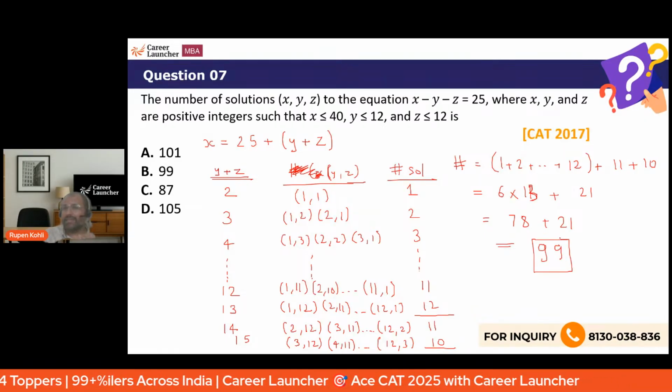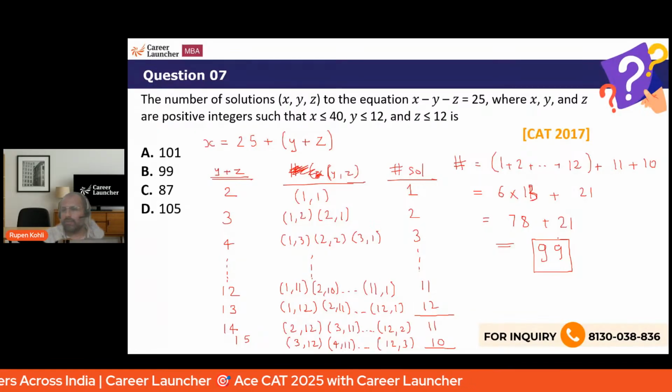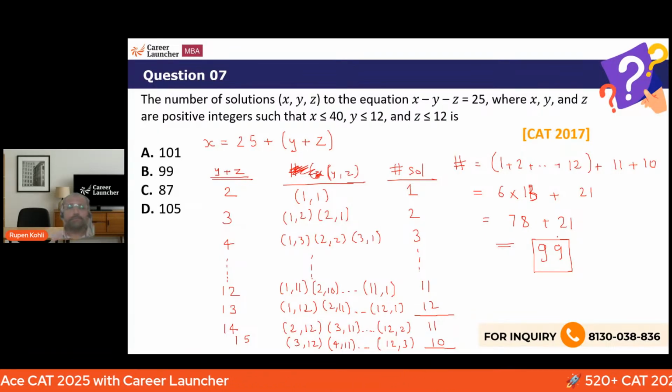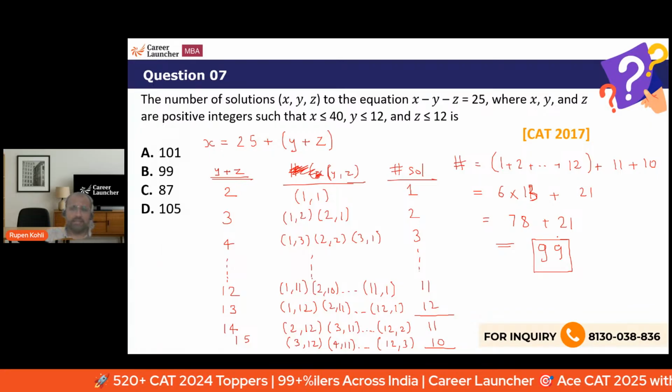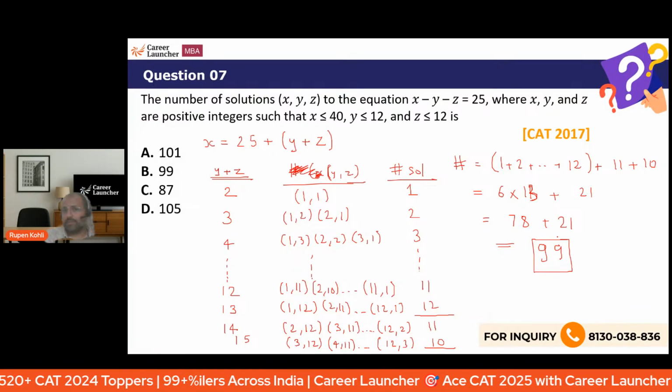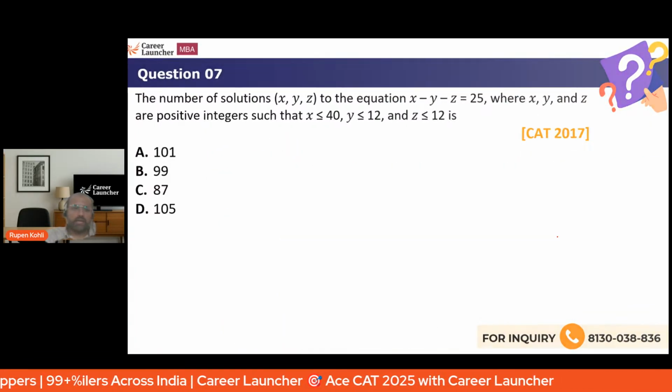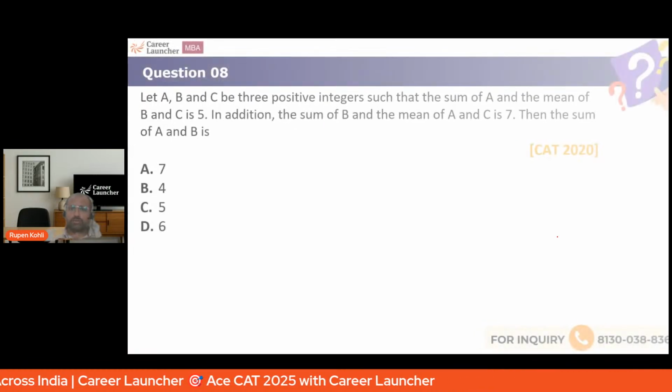Very nicely framed question, I would say. One of the good questions I've seen on this integer constraint, right? So you see, questions on this concept are plenty. They have been asked in different ways. All right, time for the last question.